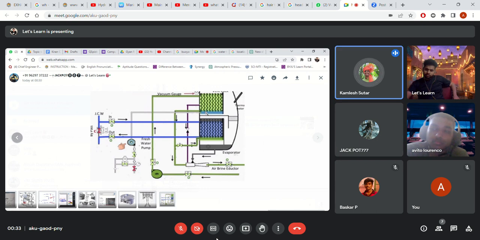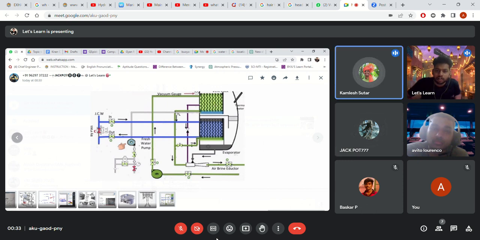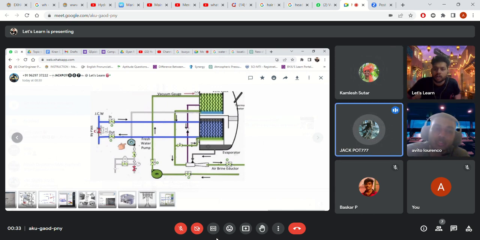So basically it's absorbing heat from the evaporated water, which we will be condensing as fresh water. Come to the green line, continue with that line. It will come down and go to the second one, in between, the middle. It will go to the evaporation chamber.